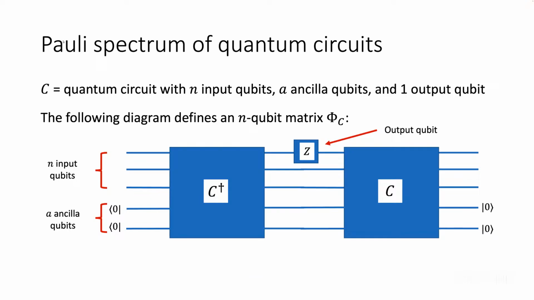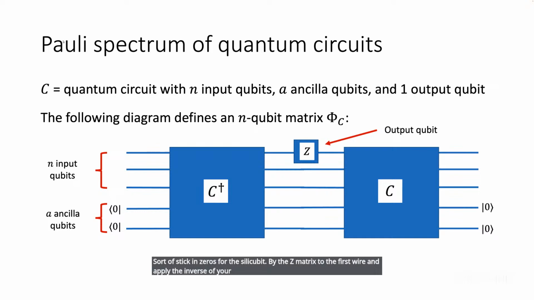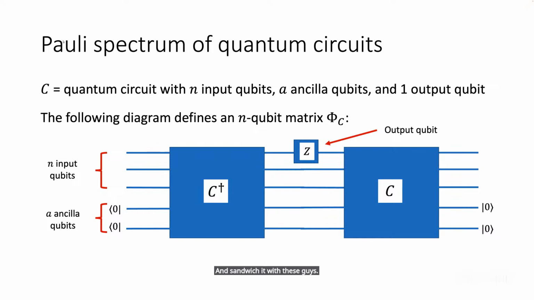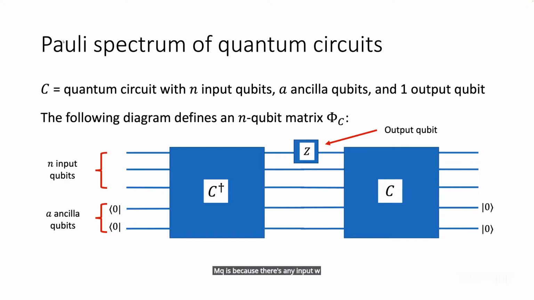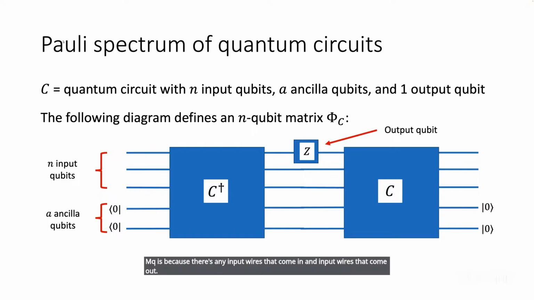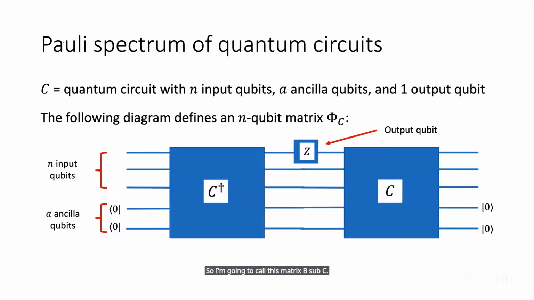But I'll take this matrix and stick in zeros for the ancilla qubits, because that's what we initialize them as. Apply the Z matrix to the first wire, and apply the inverse of your circuit, then sandwich it with these zeros at the end. If this doesn't make sense to you, don't worry. The point is that this diagram indicates an n-qubit matrix, because n input wires come in and n wires come out. I'm going to call this matrix phi sub C. This is the thing that I'm going to analyze.